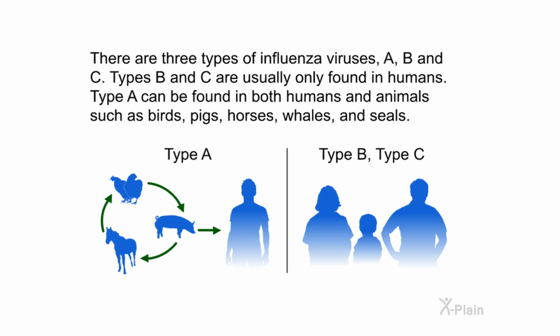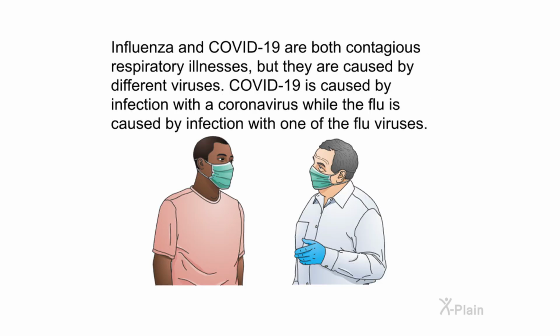There are three types of influenza viruses: A, B, and C. Types B and C are usually only found in humans. Type A can be found in both humans and animals, such as birds, pigs, horses, whales, and seals. Influenza and COVID-19 are both contagious respiratory illnesses, but they are caused by different viruses. COVID-19 is caused by infection with a coronavirus, while the flu is caused by infection with one of the flu viruses.